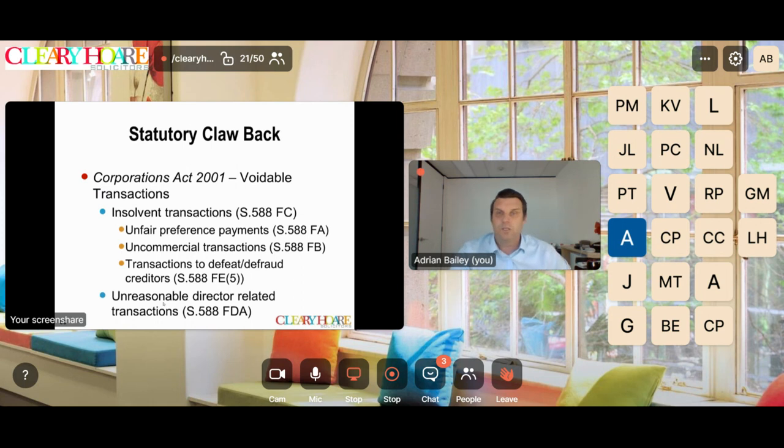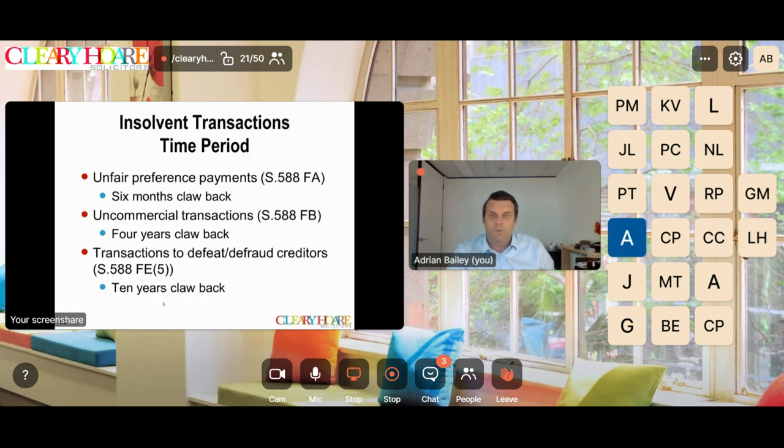In terms of the clawback provisions, the main ones in the Corporations Act are what you'd call avoidable transactions, and they can either be insolvent transactions or not insolvent transactions. What I mean by that is classified as insolvent transactions under Section 588FC are unfair preference payments, uncommercial transactions, transactions to defeat or defraud creditors. And then separately, we have Section 588FDA, which is unreasonable director-related transactions. The main things with these is to have a look at what the time periods are, because then we can ascertain what, if anything, that we've done is protected or is at risk of being clawed back.